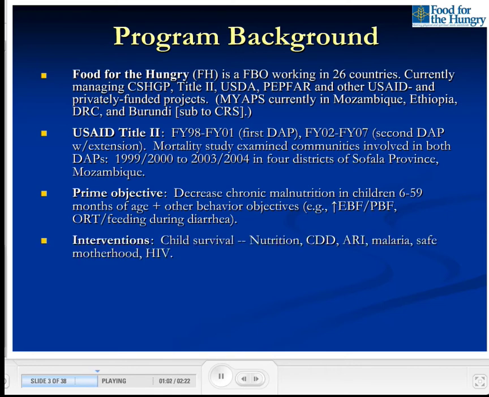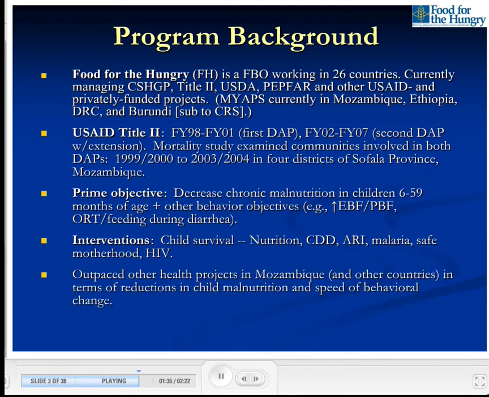The prime objective of the project was to decrease chronic malnutrition in children 6 to 59 months of age. And we had other behavioral objectives such as increasing exclusive breastfeeding, persistent breastfeeding of children 20 to 23 months of age, ORT, and feeding children during diarrhea, increasing DPT3 immunization, even though the immunization component wasn't a very big one. There were a lot of other behavioral objectives. We had a mortality decline in the project that we'll be talking about, but that wasn't the main objective.